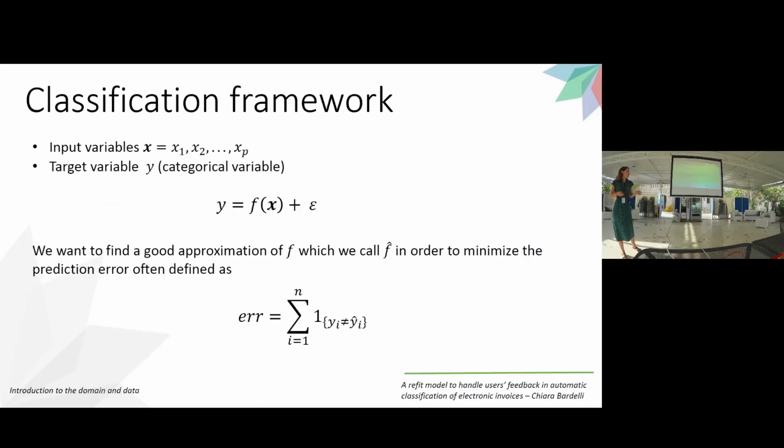So if we translate this problem into a machine learning model, we have the input variables that are the invoices and their characteristics. And then we have the target variable that are the codes that describe the economic nature of the invoice. Then we want to find a classifier, here F, in order to minimize a prediction error that very often is simply the accuracy, so the number of codes that we classify correctly.